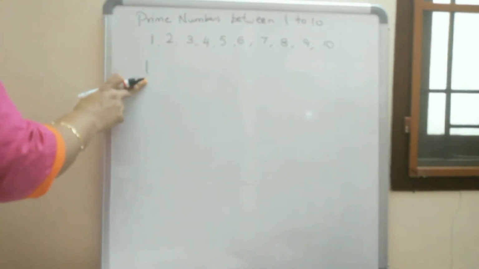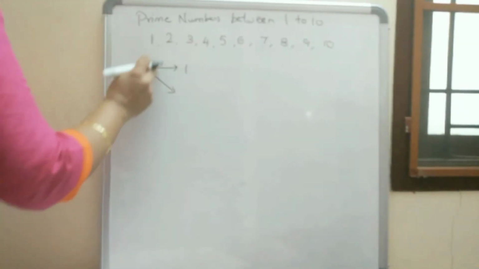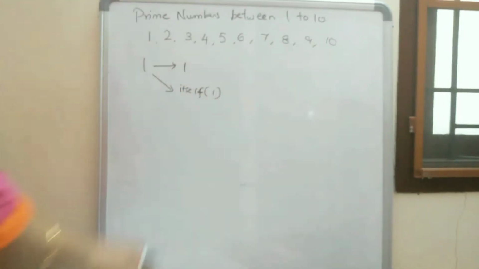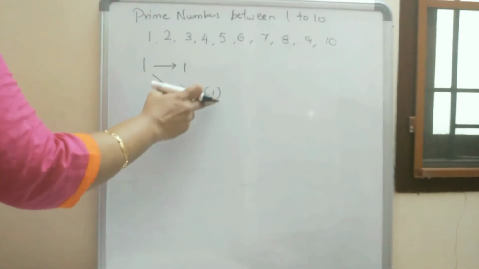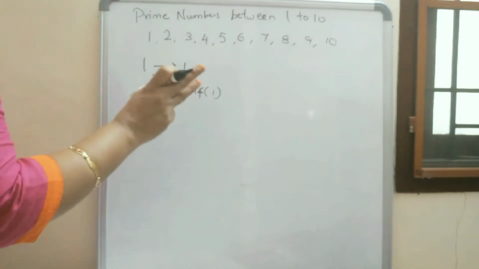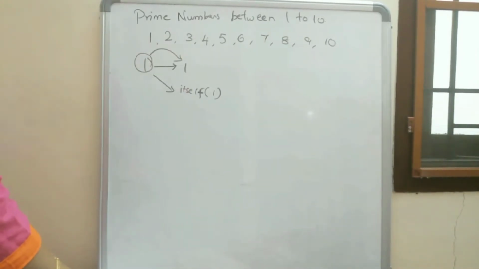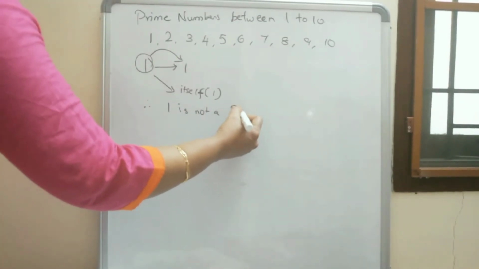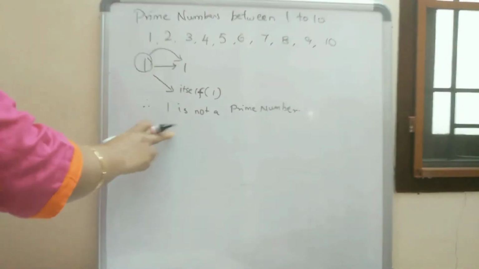First number 1. That is, 1 is divisible by 1 and 1 is divisible by itself. What is itself here? It's the same 1. So, by the definition, it has only one factor. What is the definition? A prime number should have two factors. But here, this 1 has only one factor. So, therefore, 1 is not a prime number.